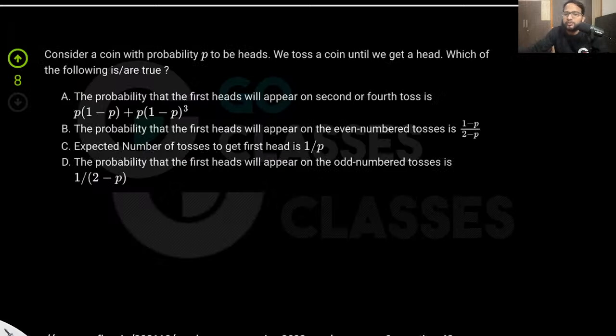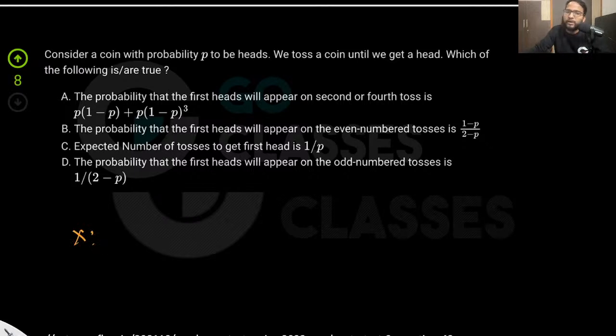Okay, so let's see this question. In this question, they are saying that the probability of the head is given to you. They are saying to toss a coin until we get a head, right? So we need to toss a coin until we get a head. Which of the following is true? Now this C option, let's just see this C option. And before that, let me define.